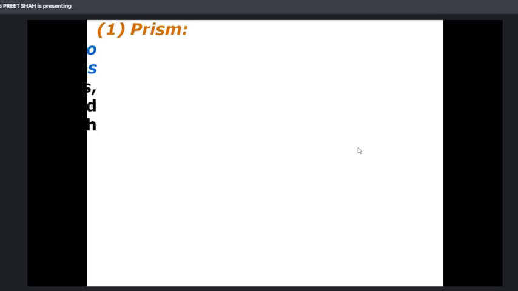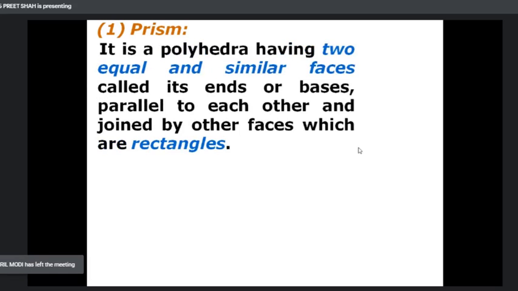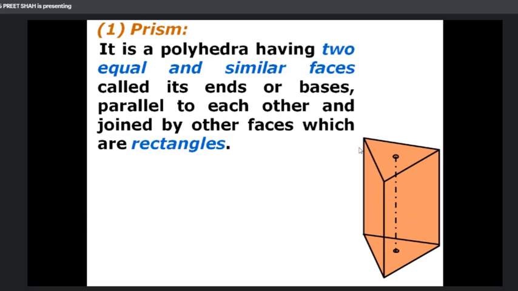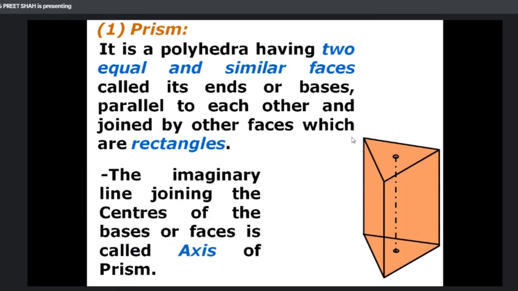So all of you understand what the examples of polyhedra are? Prism and pyramid. Just remember these two: prism and pyramid. Now here I've given an example of a prism. So what is a prism? You can see the figure. Polyhedra have two equal and similar faces.